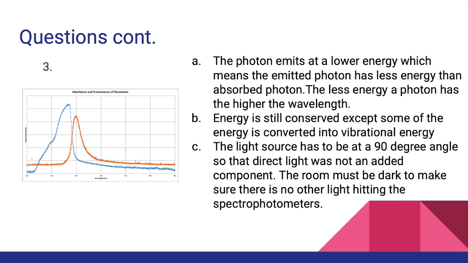The wavelength of the photon going in is different than the wavelength coming out because the photon emits at a lower energy. This means that the emitted photon has less energy, causing the photon to come out as a higher wavelength. Energy is conserved but has been converted into vibrational energy.